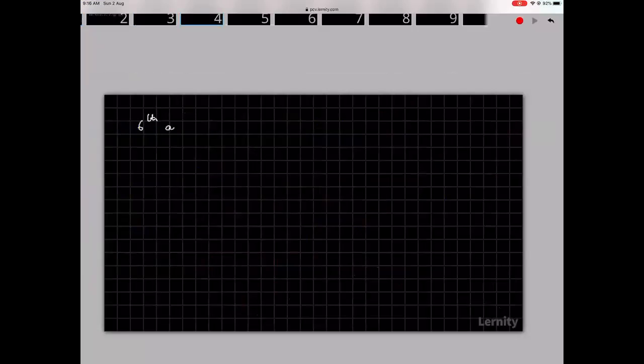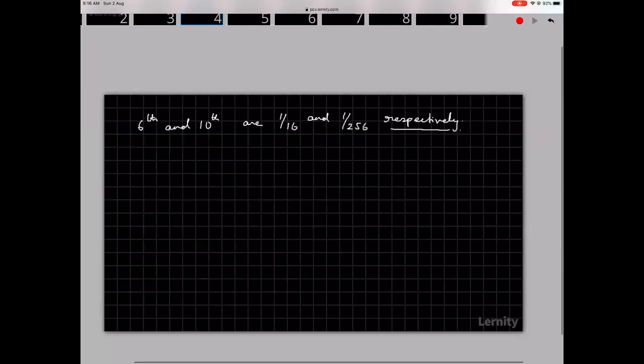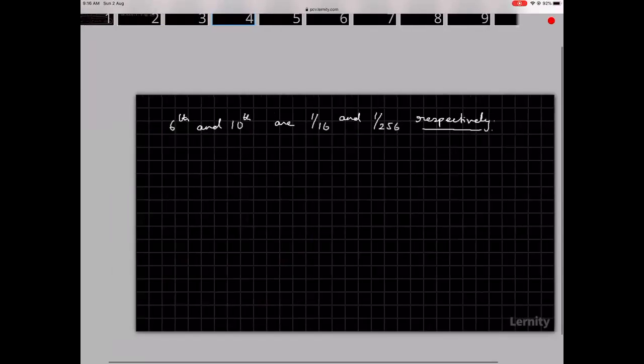The sixth and 10th terms of a GP are 1 by 16 and 1 by 256 respectively. The question is, find the 15th term.